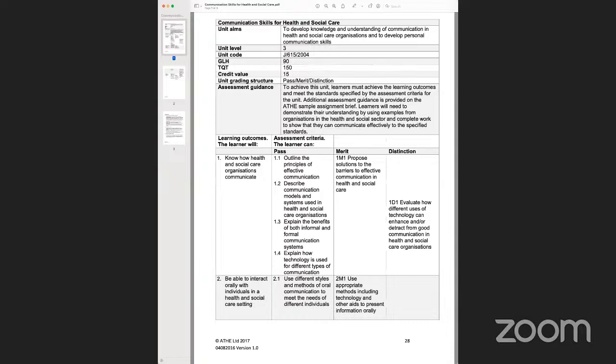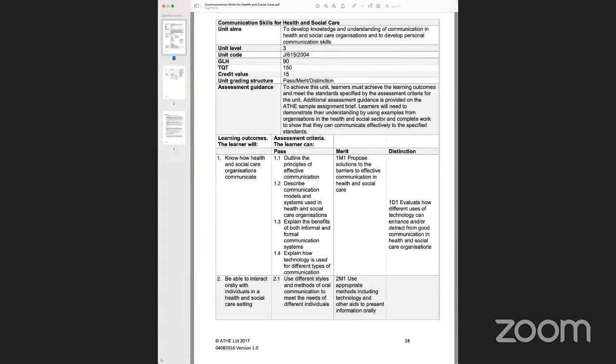What I've done is I've updated the presentation from what was available on Moodle. I will show you today that you can access the newer version of it, wherein I've added a couple of slides specifically for the merit and distinction criteria.